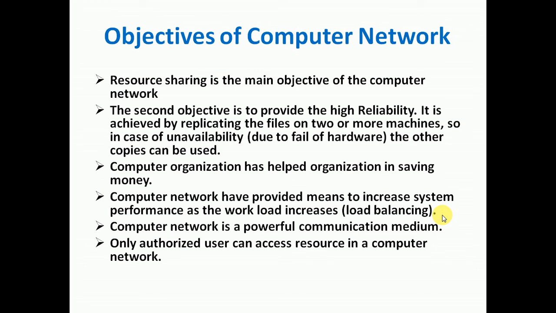Next objective is computer network is a powerful communication medium. It can be used as a communication tool. We can see this objective in sending emails. The next objective is only authorized user can access resource in a computer network. There is username, password, and using that credentials, only authorized user can access the resource. So these are the objectives of the computer network.